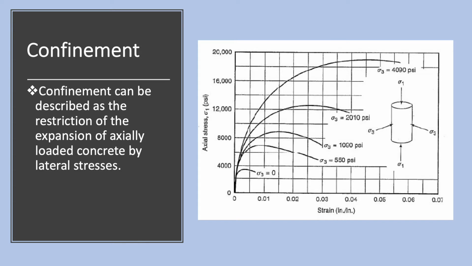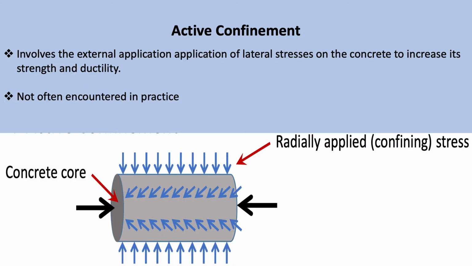Confinement can be described as the restriction of the expansion of axially loaded concrete by lateral stresses. Confinement can take the form of active confinement or passive confinement. Active confinement involves the external application of lateral stresses on the concrete to increase its strength and ductility. However, active confinement is not often encountered in the field and in practice.